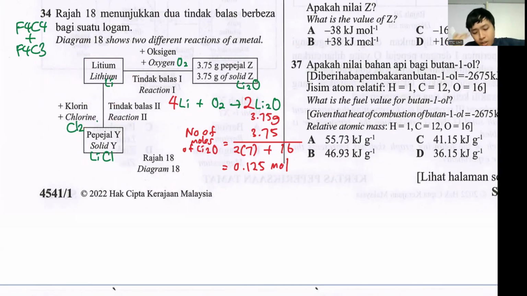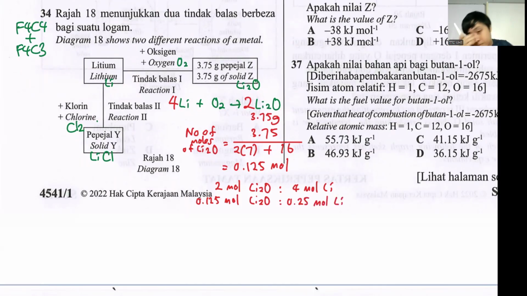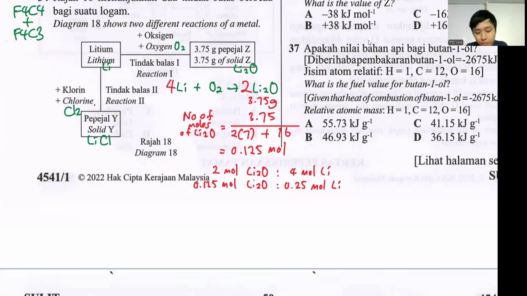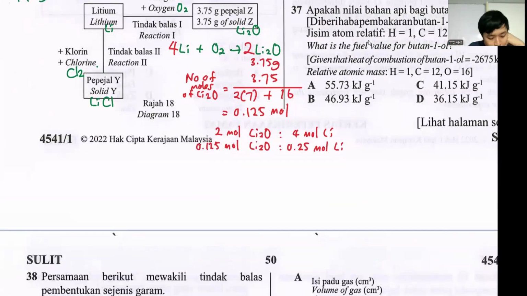So in this case, the ratio is 2 mole of lithium oxide to 4 mole of lithium. 2 times 2 equals 4. So if I have 0.125 mole of lithium oxide, then I times 2, I will get 0.25 mole of lithium. Okay. Then I can use this 0.25 mole.